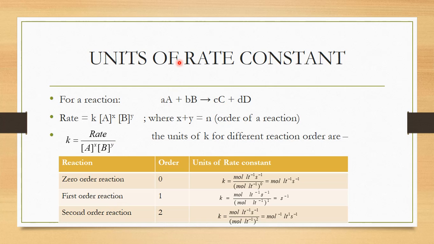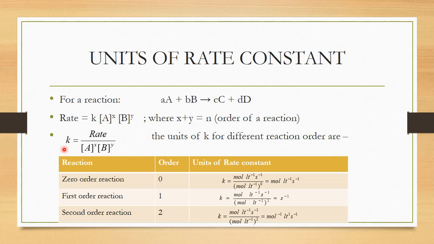Units of rate constant. Let us consider a general reaction. a moles of A plus b moles of B changes to c moles of C and d moles of D. Rate can be written as k into A raised to power x, B raised to power y. You can see x and y are different from a and b. Here x plus y will be the order of reaction.